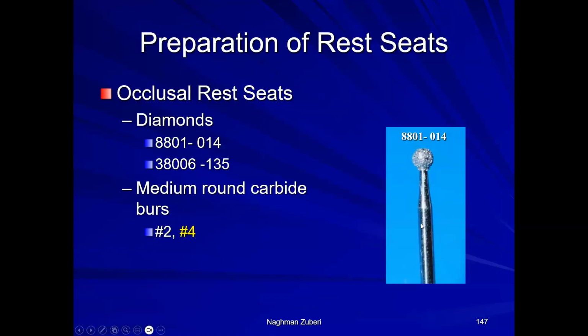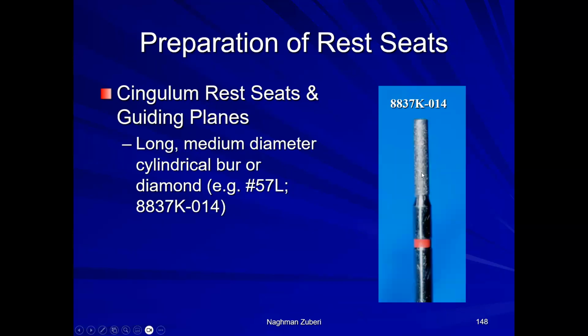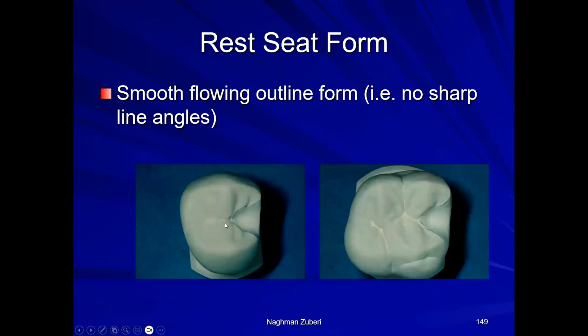You can use a round head burr for that purpose, or you can use a cylindrical burr. This is how we make it. It should have a smooth flowing outline, with no sharp line angles when you are constructing the rest seat area. You have to keep yourself within the enamel. Don't cross the dentino-enamel junction, and don't enter the dentin. This is the way we make it.